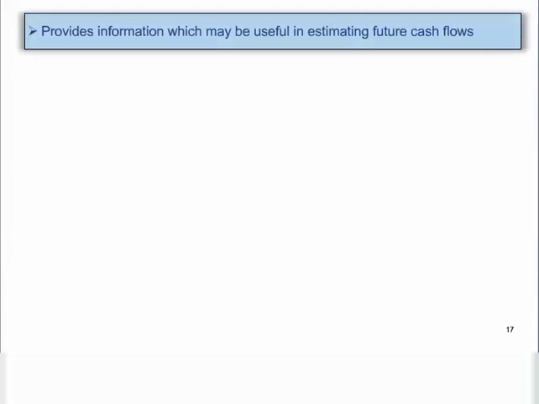So friends, let's understand the direct method of presenting the operating activities. The direct method helps to provide information which may be useful in estimating the future cash flows. Thus, as I discussed earlier, the direct method will better help in preparing various future cash flow estimation models, which may be used in various aspects like valuation, impairment analysis, etc.